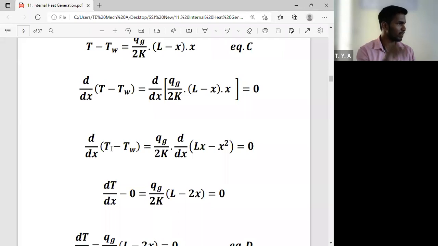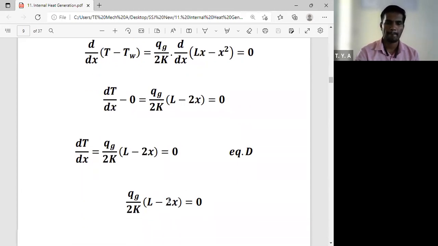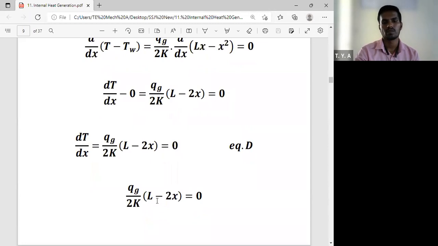So that derivative is nothing but dT by dx, and Tw is a constant, so derivative of constant becomes 0. Okay, so write down dT by dx minus 0 is equal to qg by 2k. What is the derivative of Lx? That is L. And what is the derivative of x square? That is minus 2x. Okay, so put that value is equal to 0. So dT by dx is equal to qg by 2k into bracket L minus 2x is equal to 0.